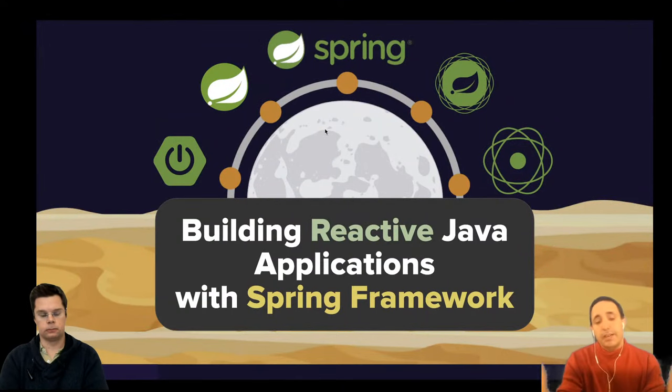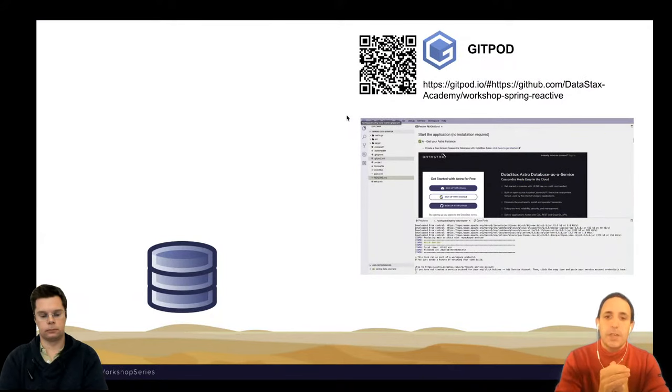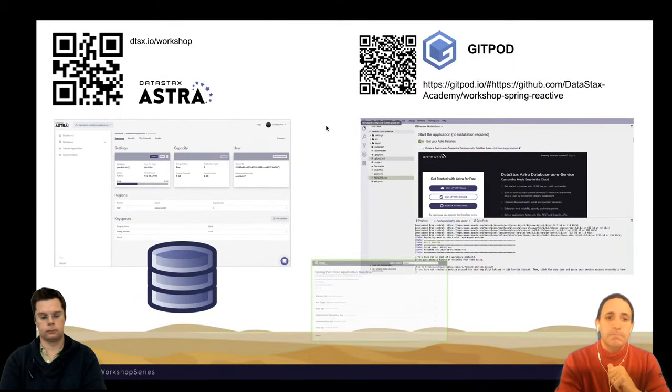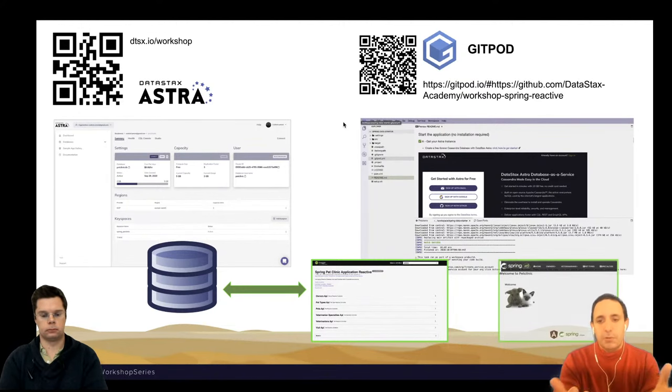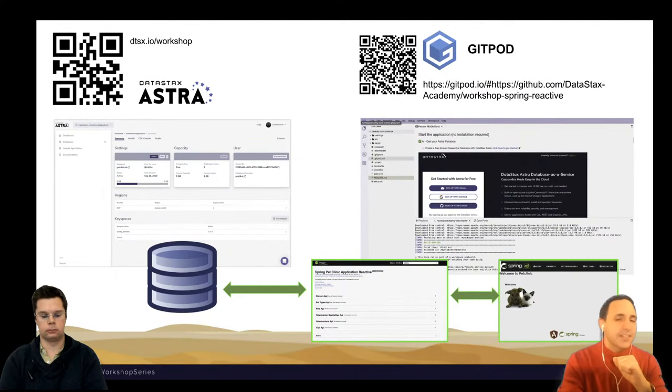Today we will show you how to build a reactive application using Spring Framework. To do so, we will use DataStax Astra as the database, a cloud database in the cloud, and Gitpod as the IDE development environment. There will be a backend and a frontend. I know you want to get your hands dirty.